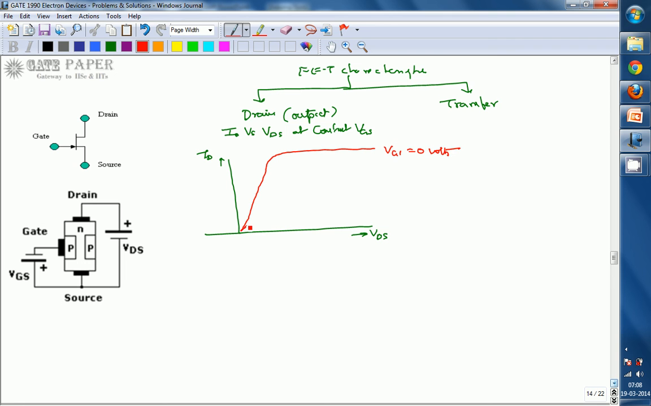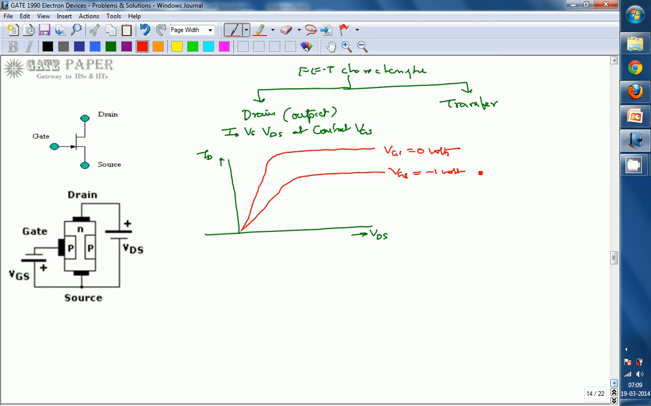Next, if you apply a negative voltage, at that time VGS is equal to minus 1 volt. If you apply VGS as minus 1 volt, you are making it more reverse biased. So the depletion region around the gate source junction increases, and it penetrates more into the lightly doped side, not the heavily doped P side. So the entire depletion region penetrates into the channel side.